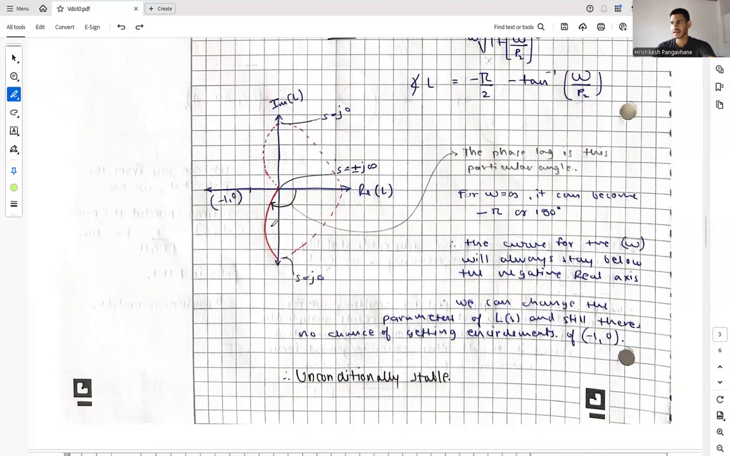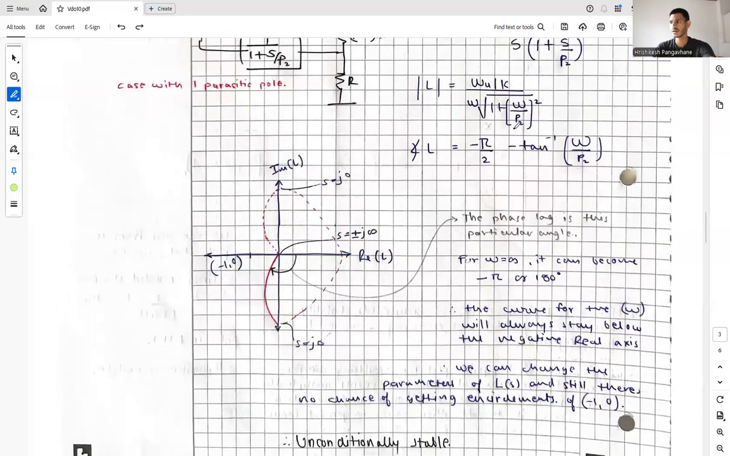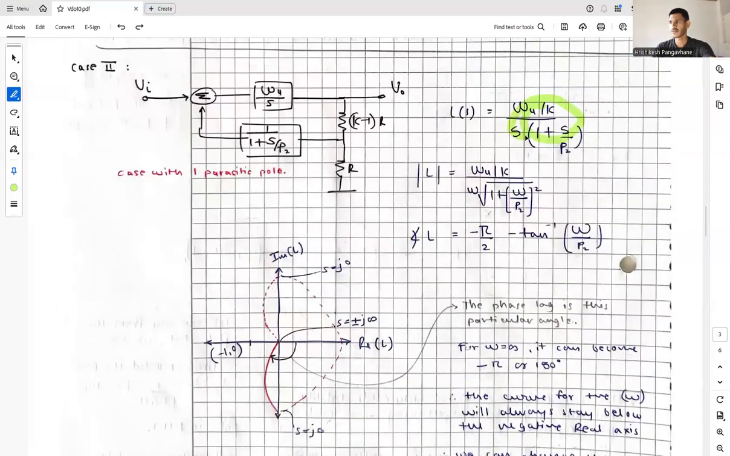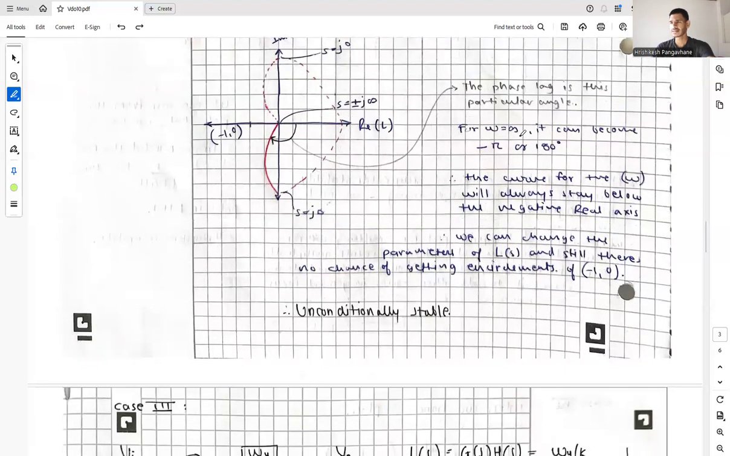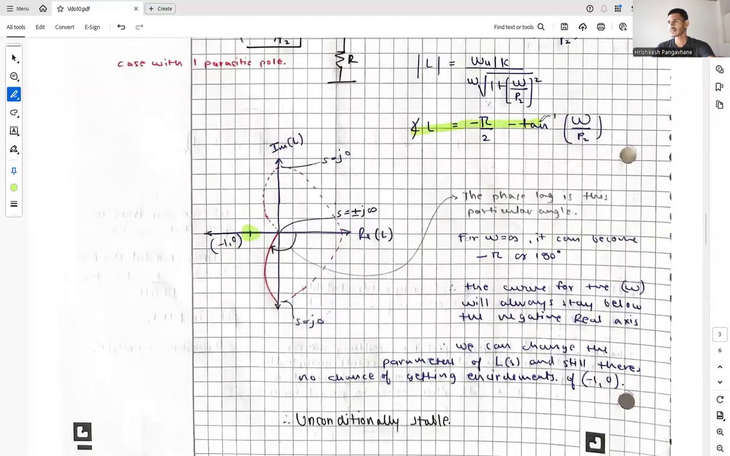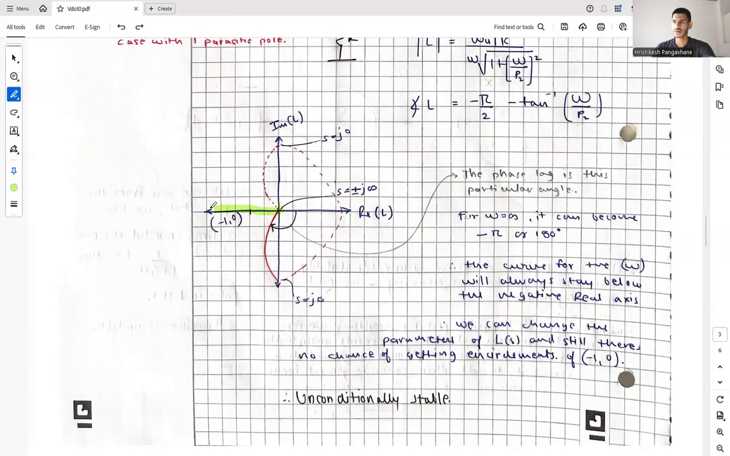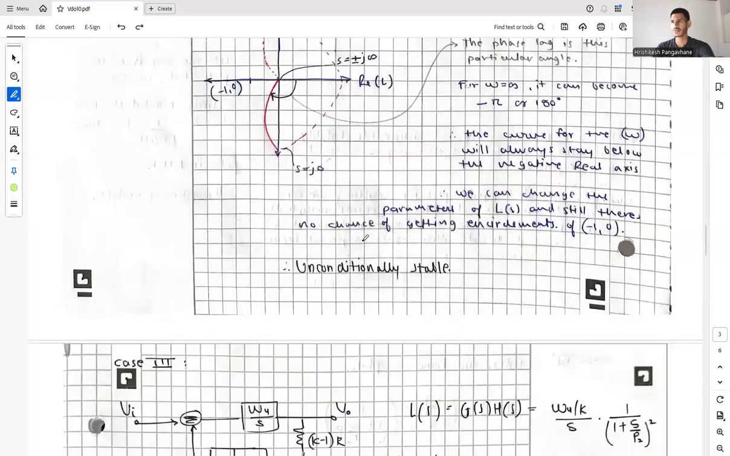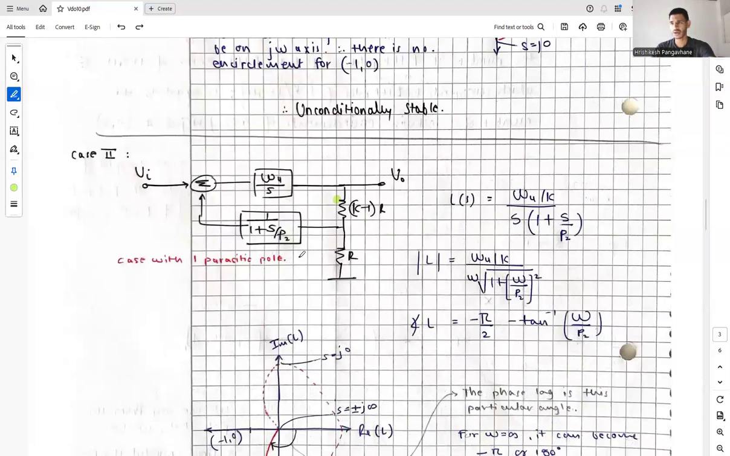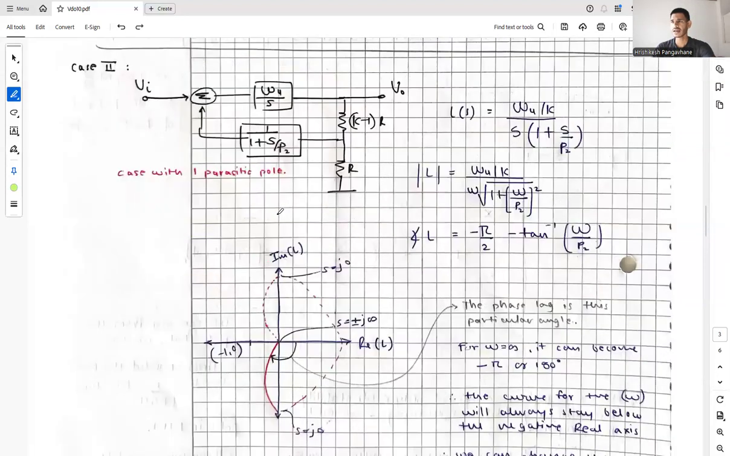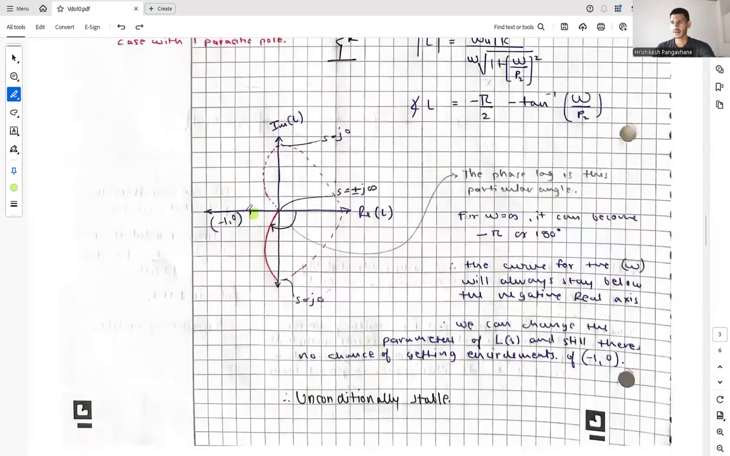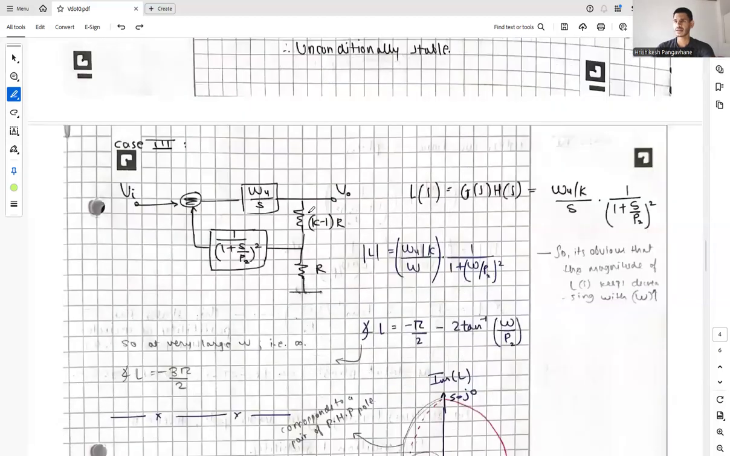So we can say that even if any of the parameters of the function are changed, there is still no chance of getting encirclements at the critical point, as all the twist lies in the phase and it cannot go above the negative real axis. So we can say that this system is also unconditionally stable, as this is not encircling the critical point. Now let's take our case number 3.